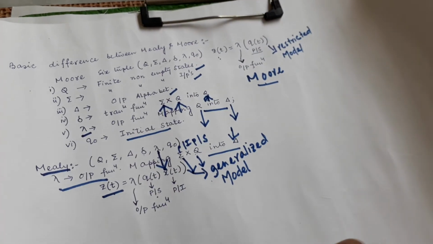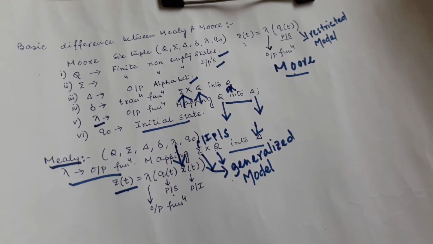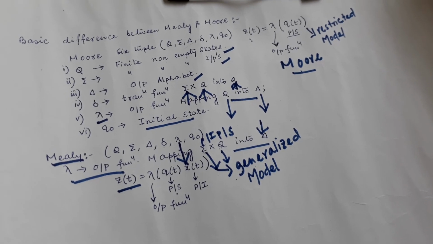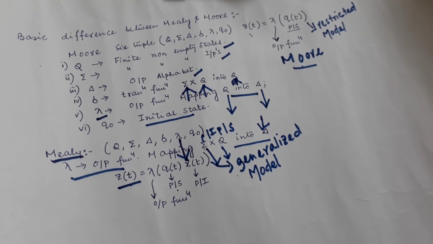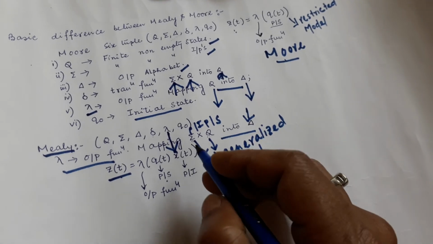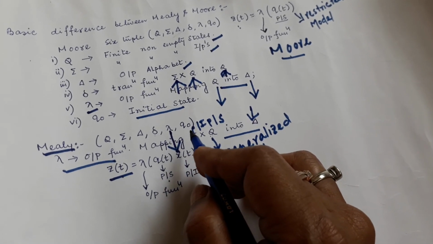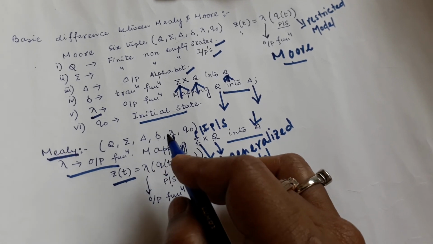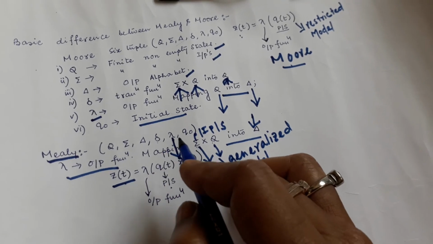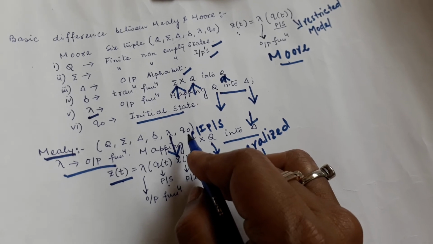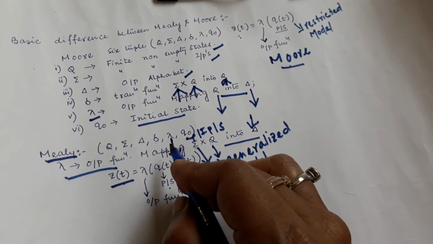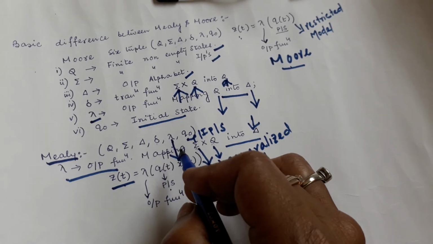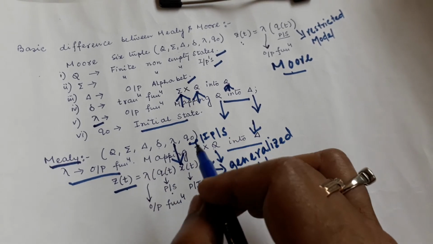Now if you check the differences, there is another very common factor. You can say it's a similarity: in both machines we are excluding the final state. So if you want to construct a Mealy machine or a Moore machine, we are solely stressing on the initial state. We cannot consider the final state here. So in this way we can differentiate between Mealy machine and Moore machine.